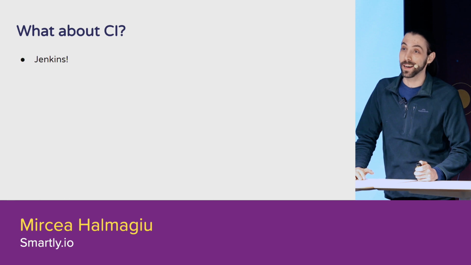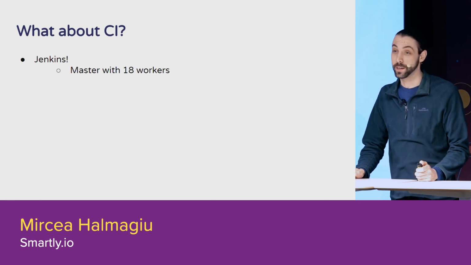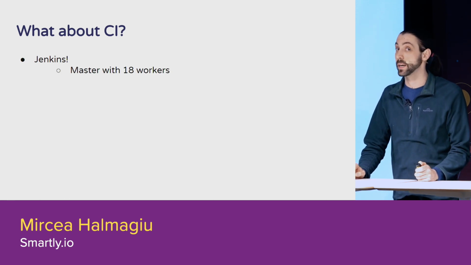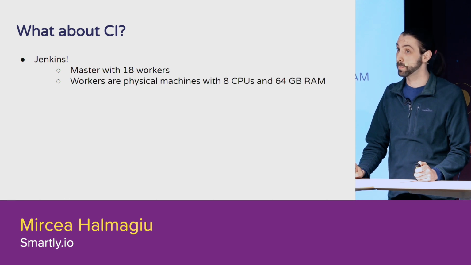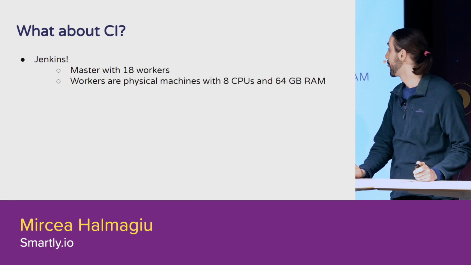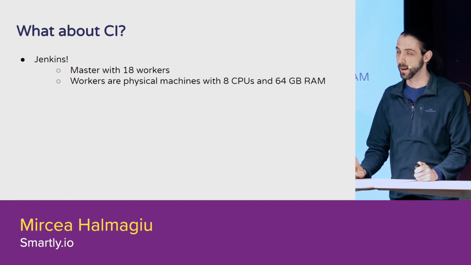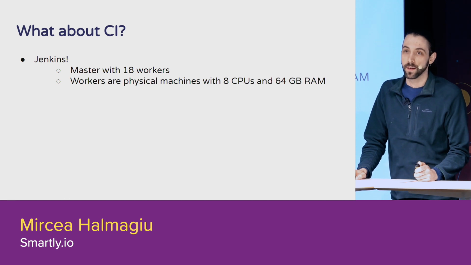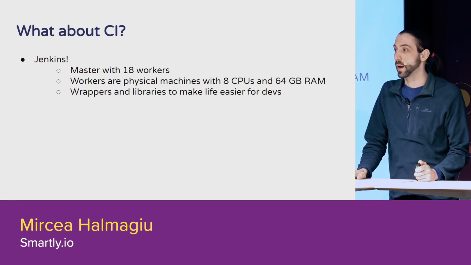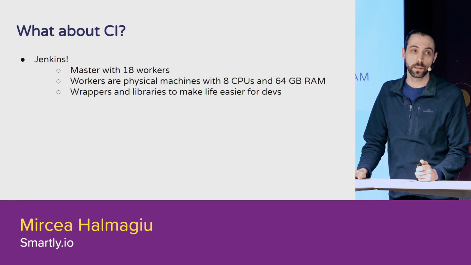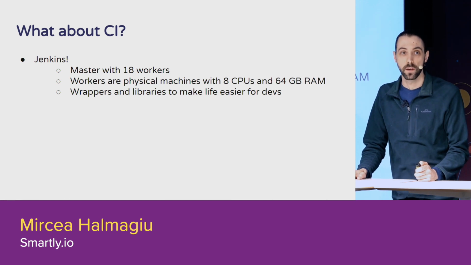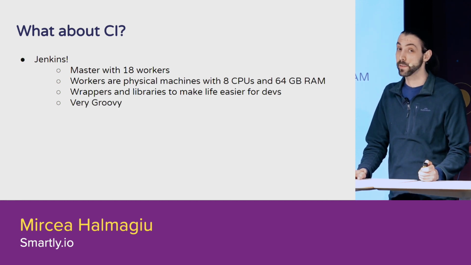Okay. So we have a master with 18 workers, and these workers we actually run on physical hardware, and they're pretty beefy physical machines, 8 CPUs and 64 gigs of RAM. Now this is one of those details that's going to come back later, so I'll mention it again. We have many wrappers and libraries that we've built to make life easier for developers. And everybody thinks this is very, very groovy.